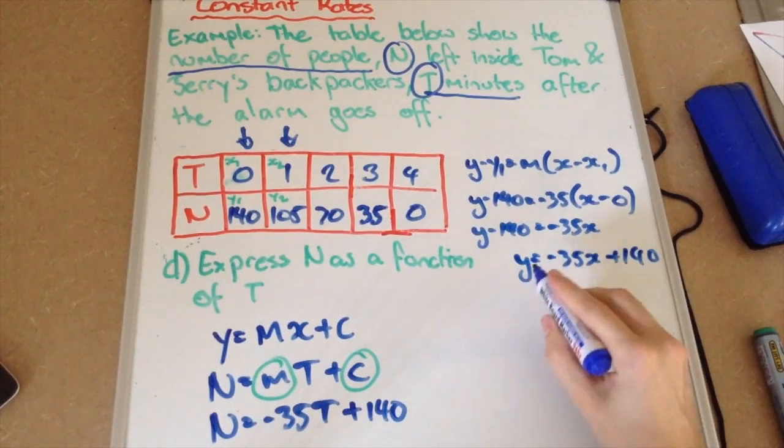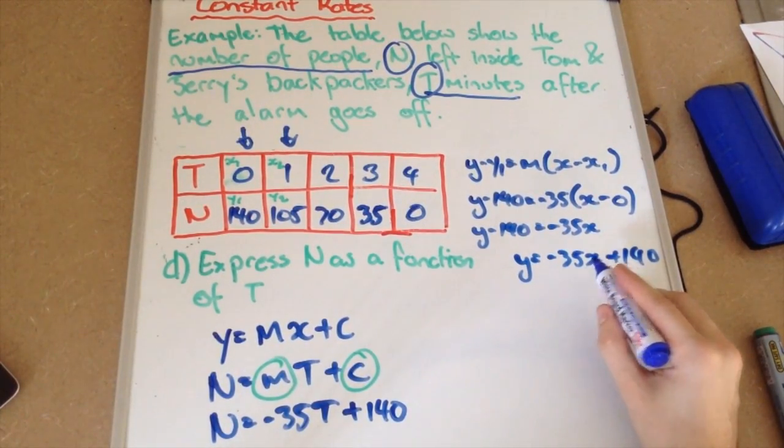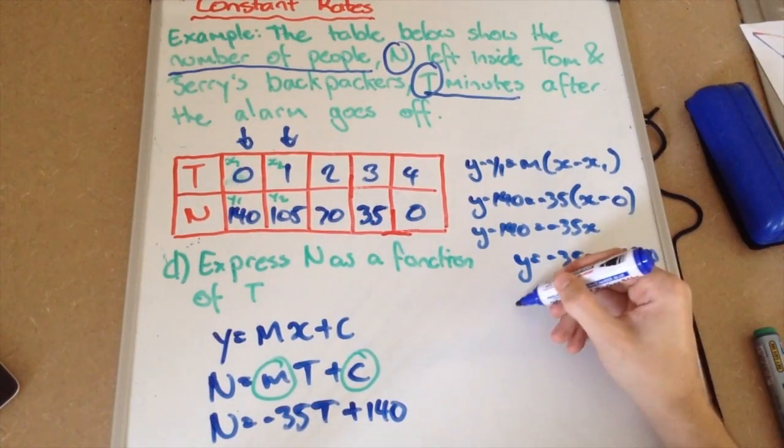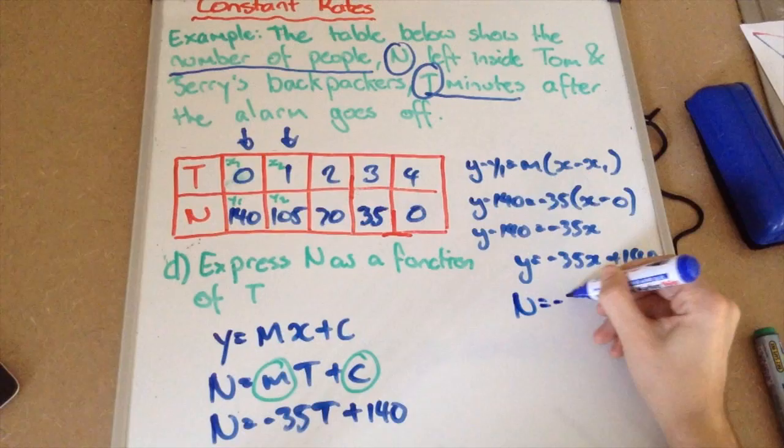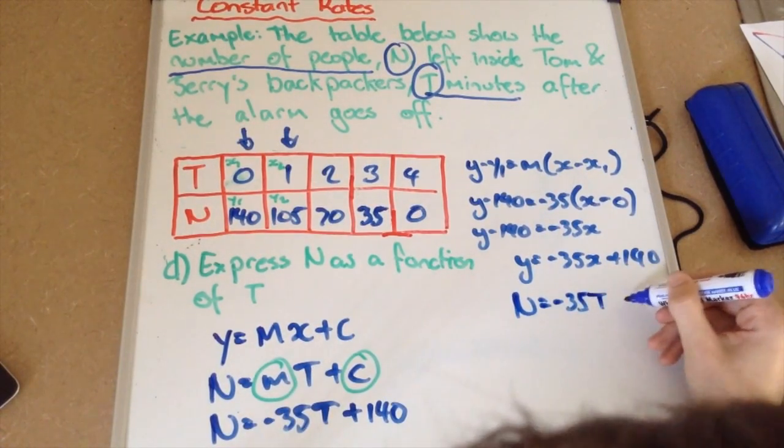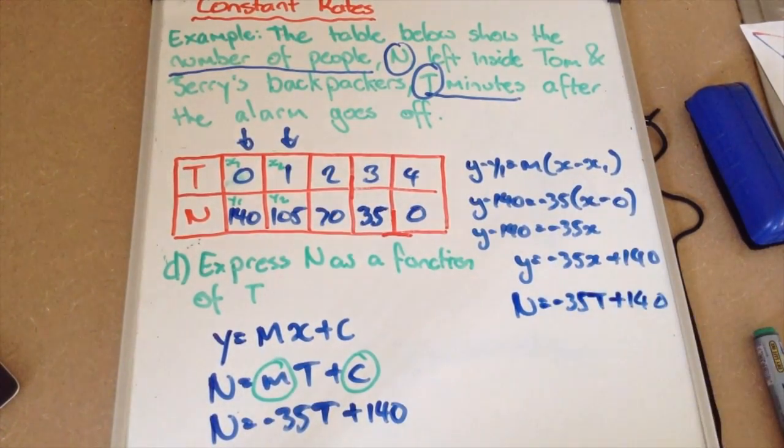But remember, of course, we're not dealing with y and x, we're actually dealing with n's and t's. So we've got number of people is equal to negative 35 times the amount of time that's been going plus 140.